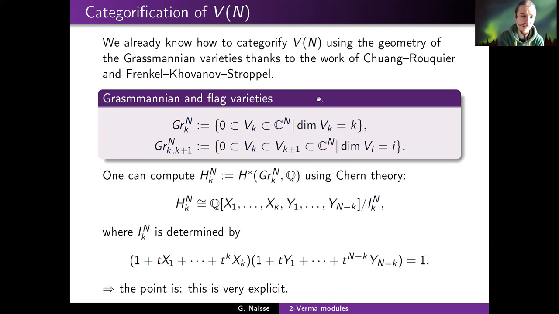And actually what we will need is not the Grassmannians themselves, but their cohomology. And so one can compute the cohomology of this Grassmannian variety using Chern theory. And this will give us a very handy formula, because you can describe the cohomology of my Grassmannian of k-planes in C to the n as a polynomial ring in n variables, modulo some ideal that is determined by this formula. And so basically here these are my Chern classes and I mod out by the Whitney sum formula. And so for example, this formula will tell me that x1 plus y1 is zero and things like x2 plus x1 y1 plus y2 is zero and so on. So you get a lot of relations that will generate your ideal. And so the point is this is very explicit. So you can really do computation with this.